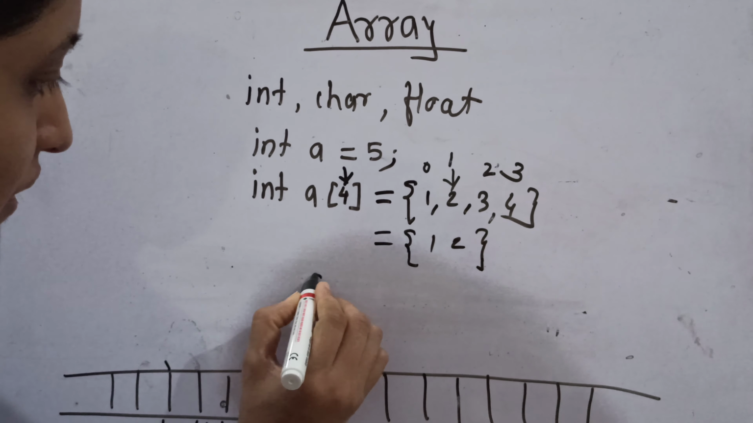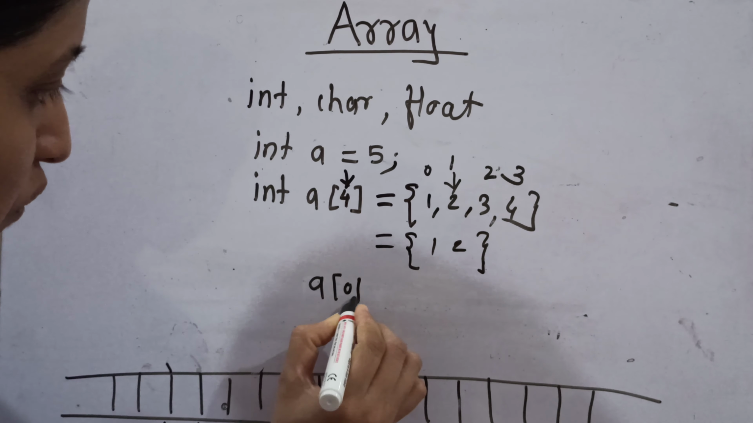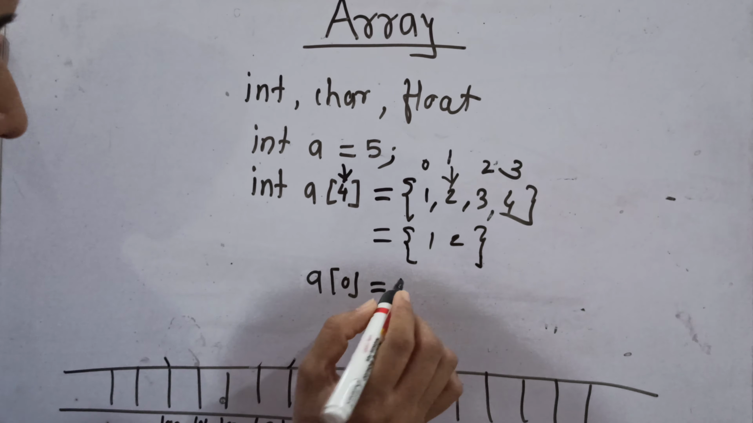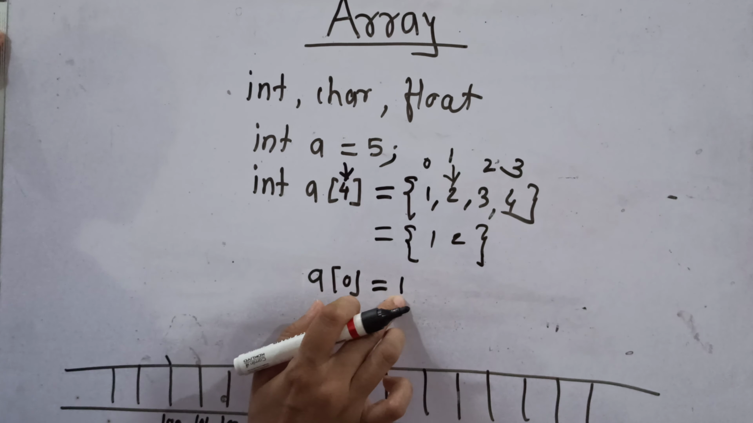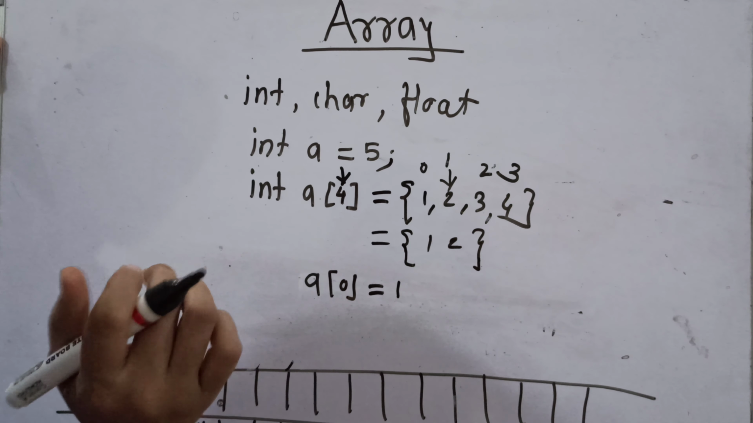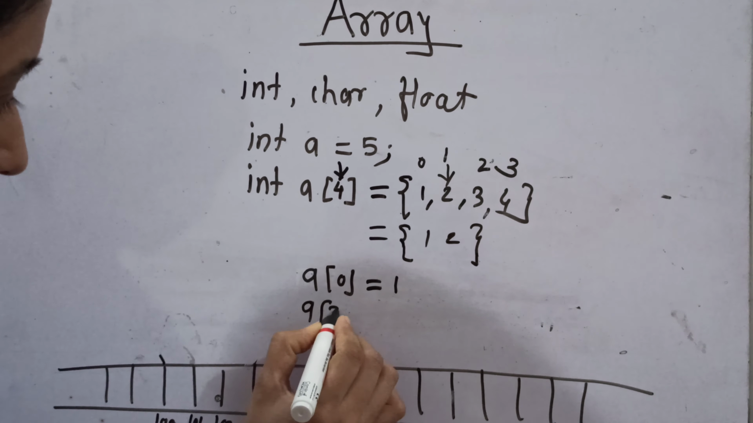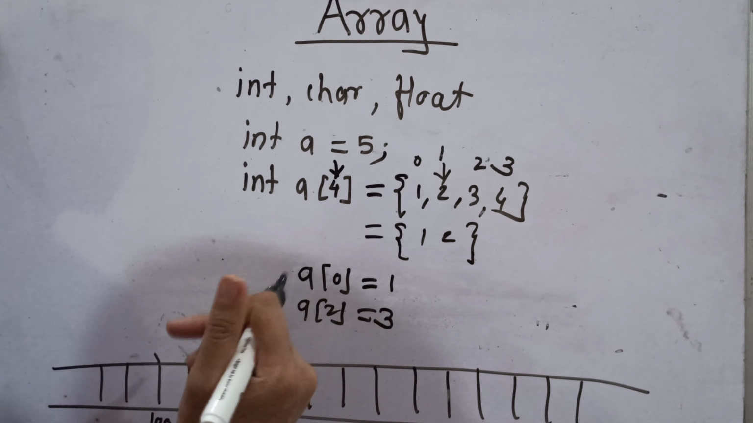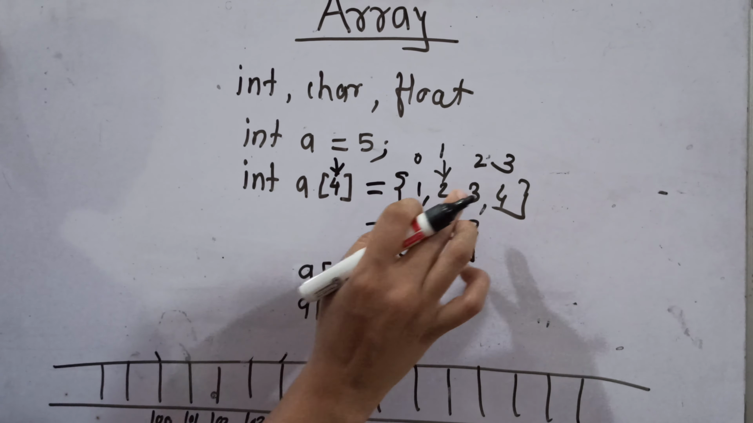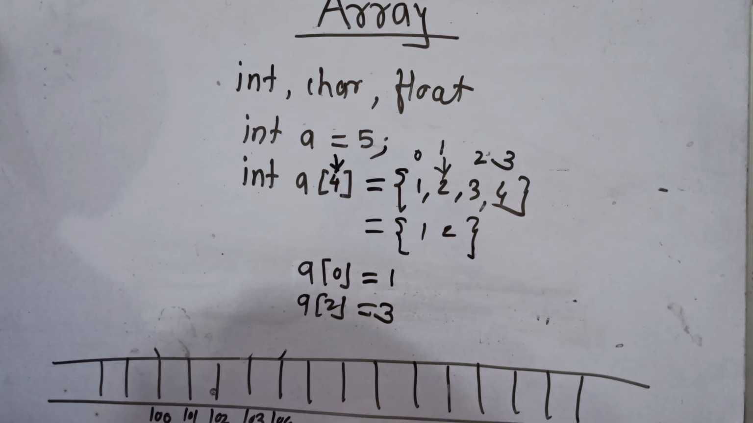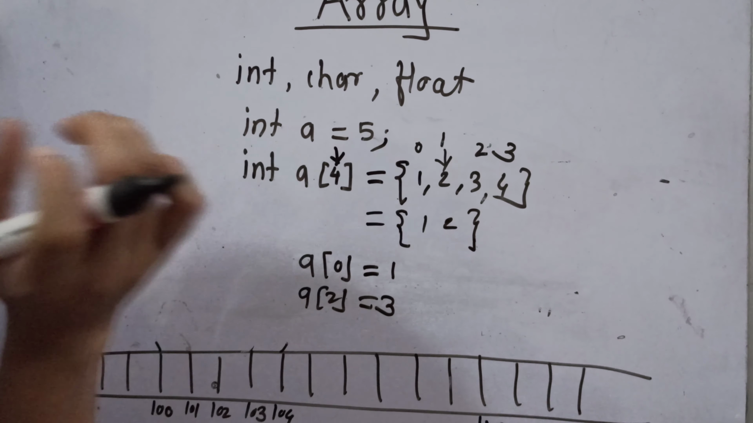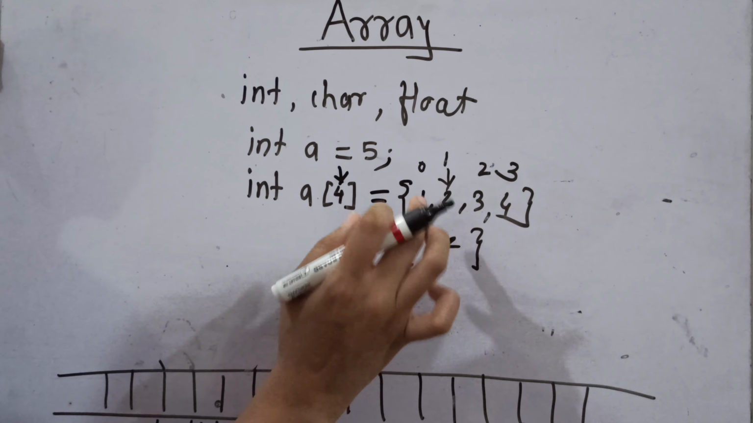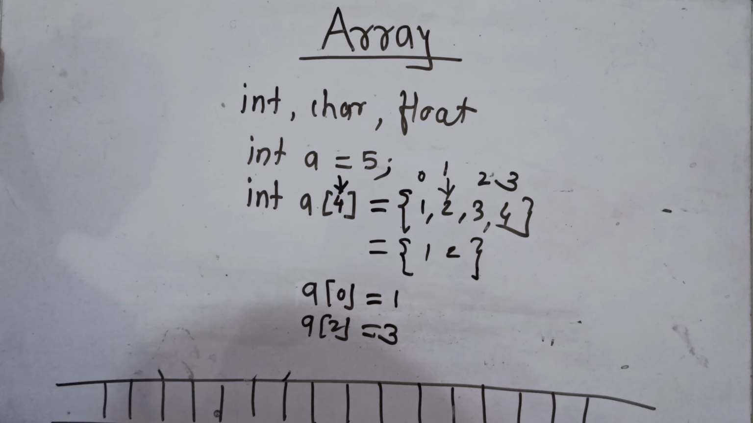Whenever I say a of 0, a of 0 is the first element of the array, that is 1. So directly it will give me access to the first element. Whenever I say a of 2, that is 3. So it will directly give us access to that element of the array. So this is the major advantage of the array. We can directly access any element of the array by just using the index locations.